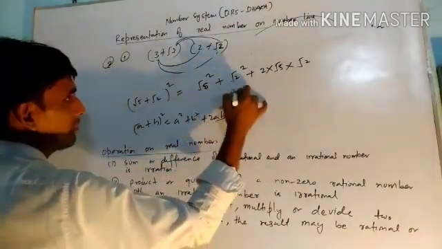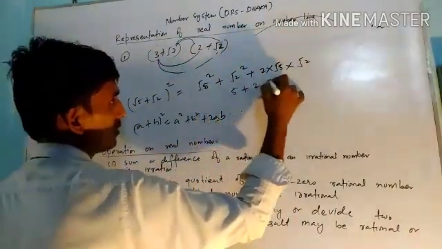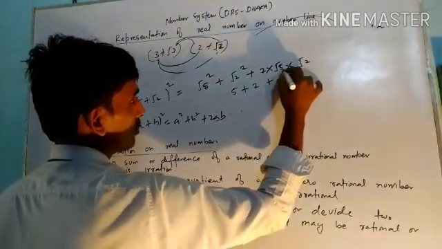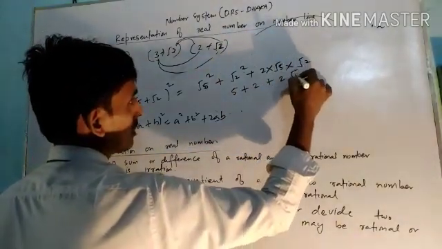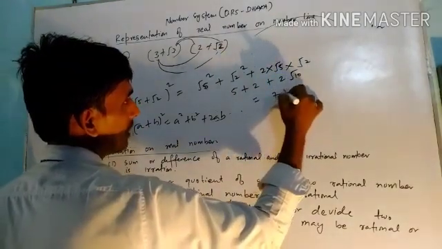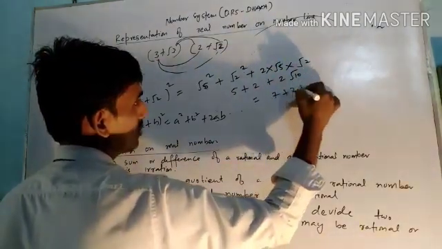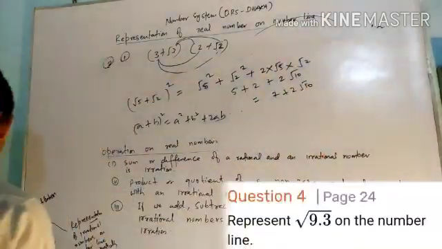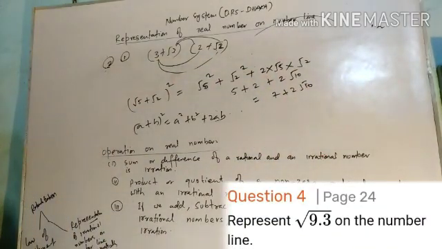So root 5 square will be 5 and root 2 square will be 2, plus 2 into root 5 into root 2, that will be 2 root 10. So 5 plus 2 is 7, so the answer is 7 plus 2 root 10.